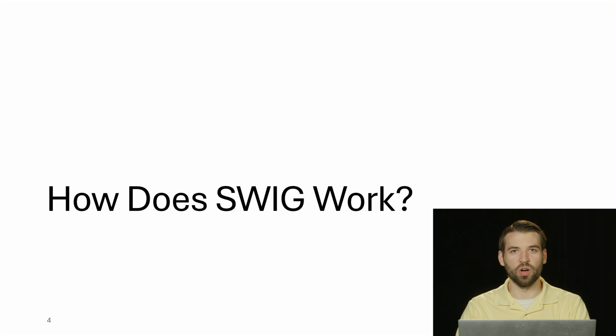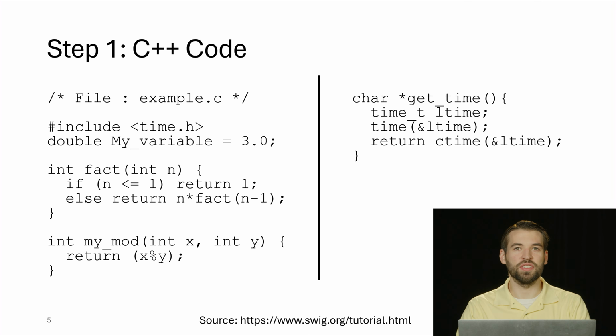So how does SWIG work? As a simple example, let's create a sample C file, which will be swigged into a higher level language. Here we have three functions: fact, mymod, and getTime. Fact you may recognize as a recursive function to calculate the factorial of a number. Mymod returns the modulus of a number, and getTime returns the current time as a string.